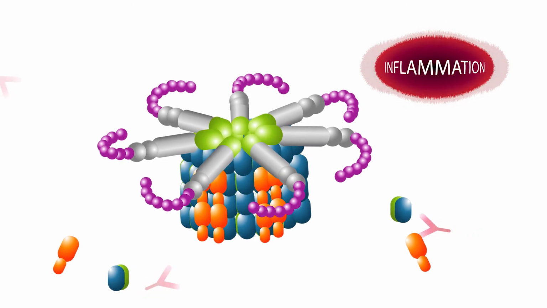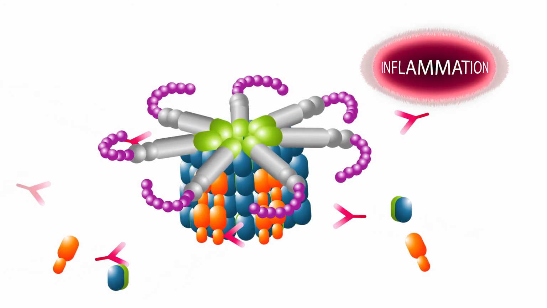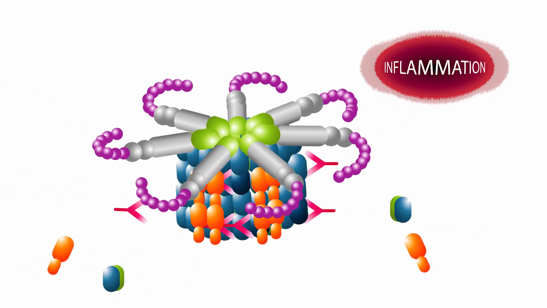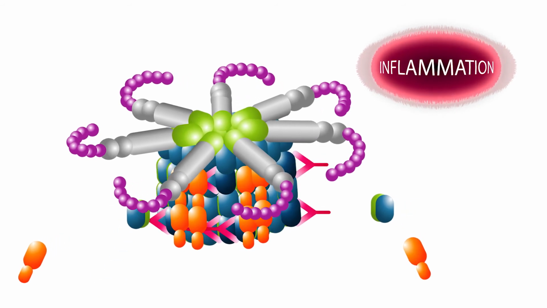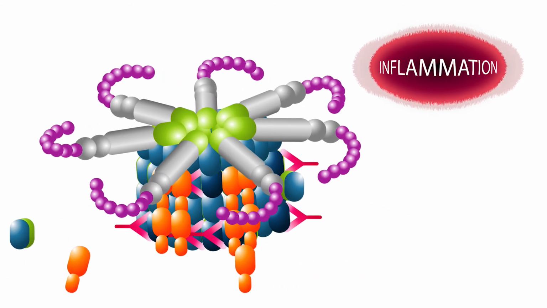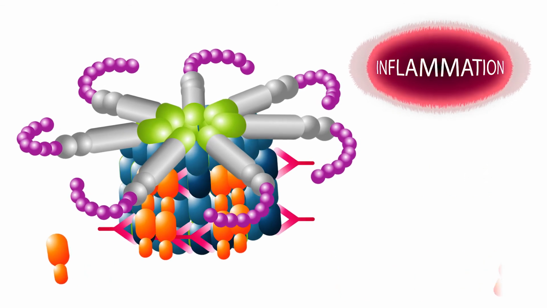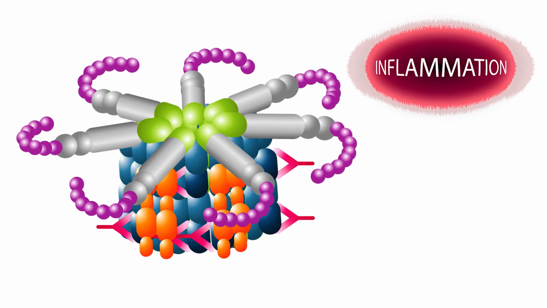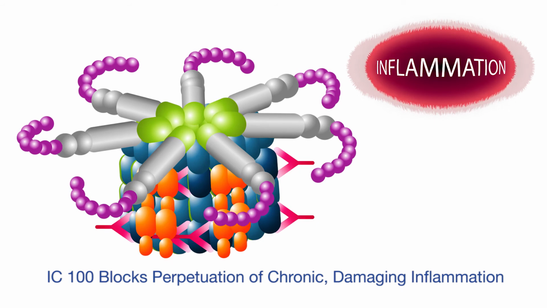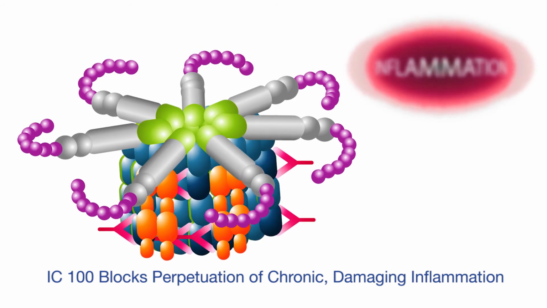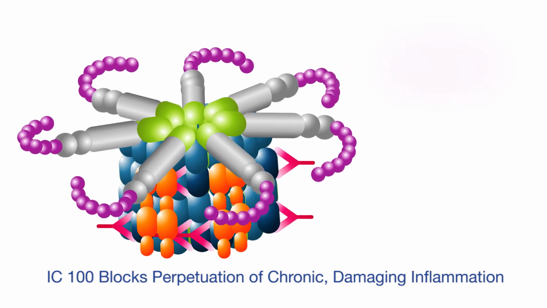IC100 also binds to ASC in intracellular and extracellular ASC specks, preventing further recruitment of ASC and procaspase-1. In doing so, IC100 interferes with ASC speck function, blocking perpetuation of chronic damaging inflammation.